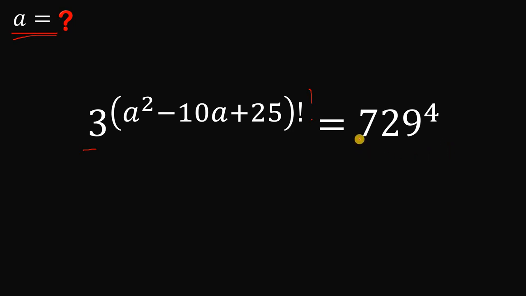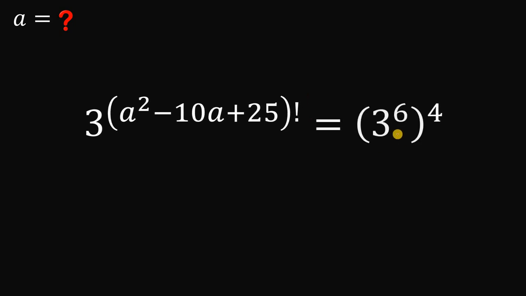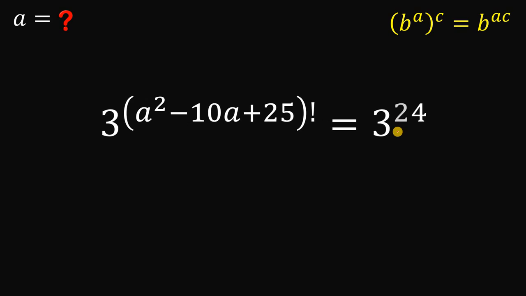Now, to answer this question, let's take note of this 729. This 729 can be written as 3 raised to the power of 6. Now, let's use some laws of exponent. If we have b raised to a, raised to the power of c, this can be written as b raised to the power of a times c. So we can multiply the exponents. So the right-hand side can be written as 3 raised to 6 times 4, and 6 times 4 will give us 24. So we have 3 raised to the power of (a squared minus 10a plus 25) factorial equals 3 raised to 24.